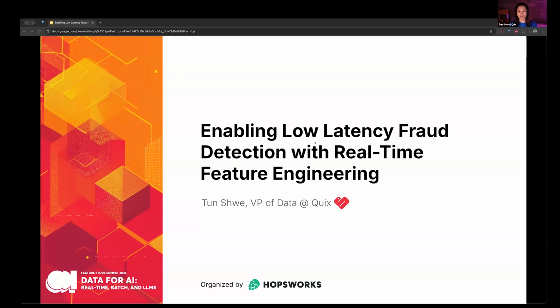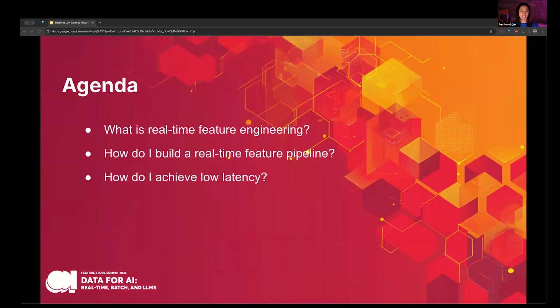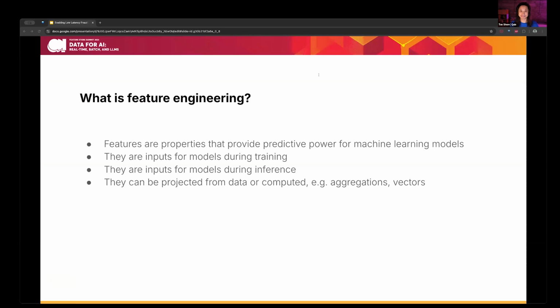It's called Enabling Low Latency Fraud Detection with Real-Time Feature Engineering. So I'll aim to have these questions answered for you today in the next 15 minutes. What is real-time feature engineering? How can you build it out? And how can you achieve low latency?